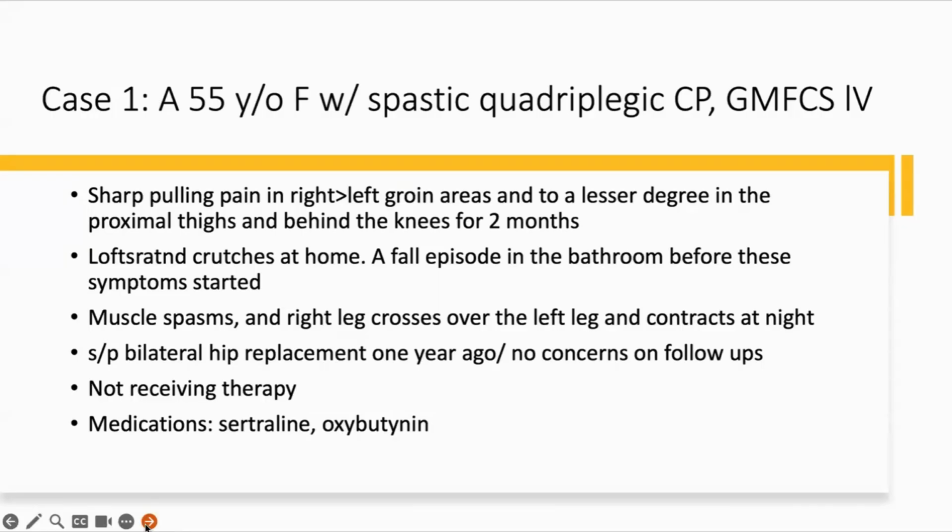She had a fall episode before these symptoms started, and also had bilateral hip replacement 1 year before, but on recent follow-ups, there were no concerns. She reported muscle spasms and that her right leg crosses over the left leg and contracts at night. She couldn't sleep well. She couldn't sleep on right side. Most of these adults with CP, unfortunately, do not receive any therapy. And again, we know that in adults with CP, they are more likely to have depression, anxiety, and other comorbidities. And she was on sertraline and oxybutynin. Next slide, please.